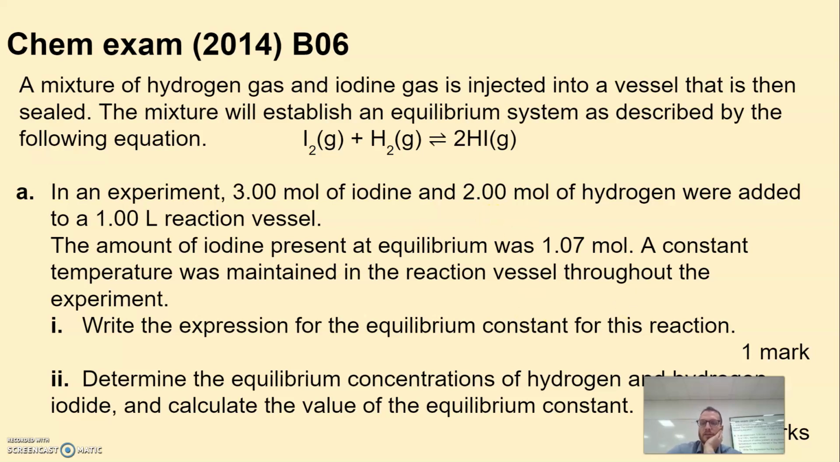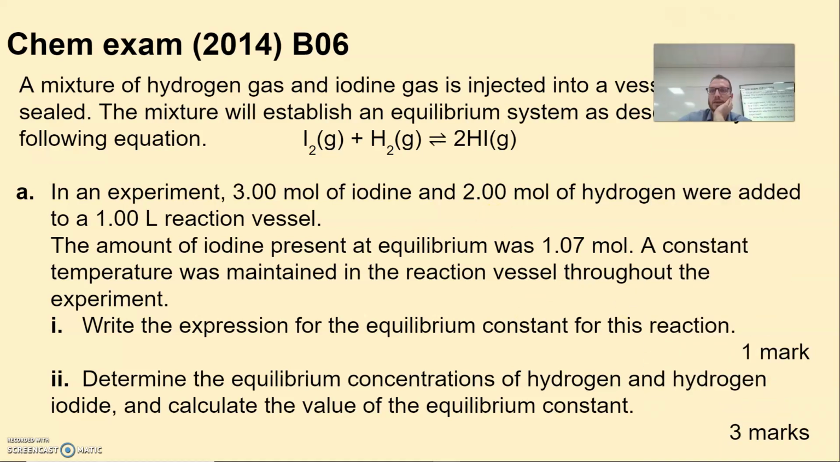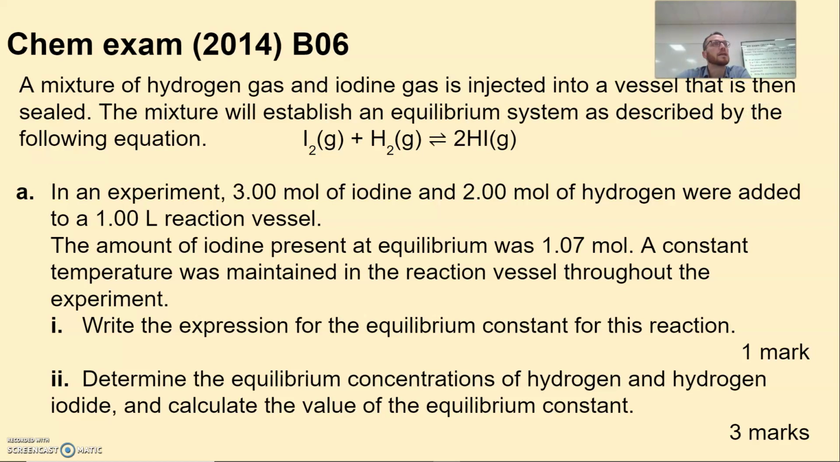I've selected two particular questions for good reasons. Obviously, there's something about the questions that the examiners have commented on. So, 2014 question six. A mixture of iodine and hydrogen gas gives us hydrogen iodide in a vessel that is sealed. The mixture will establish an equilibrium as follows: I2 plus H2 gives us 2HI. In an experiment, 3 mole of iodine and 2 mole of hydrogen were added in a 1 liter vessel. So we're adding these in.